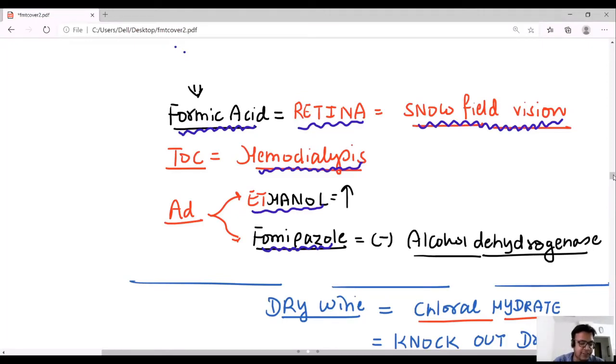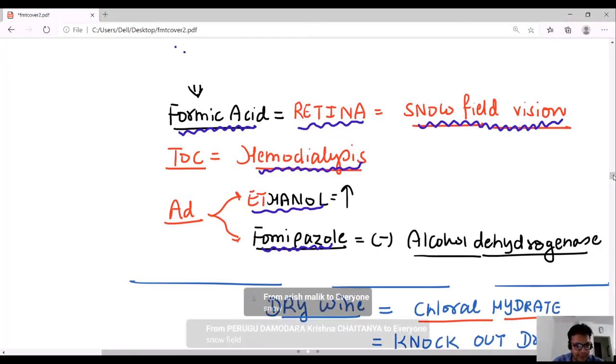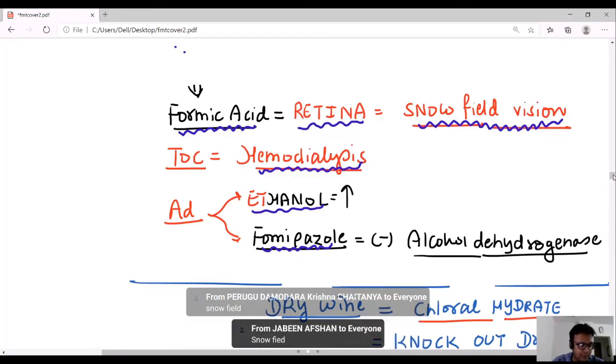So let's write, sir: which kind of vision is seen in methanol poisoning? Snow-filled vision. What is the antidote of choice for methanol poisoning?